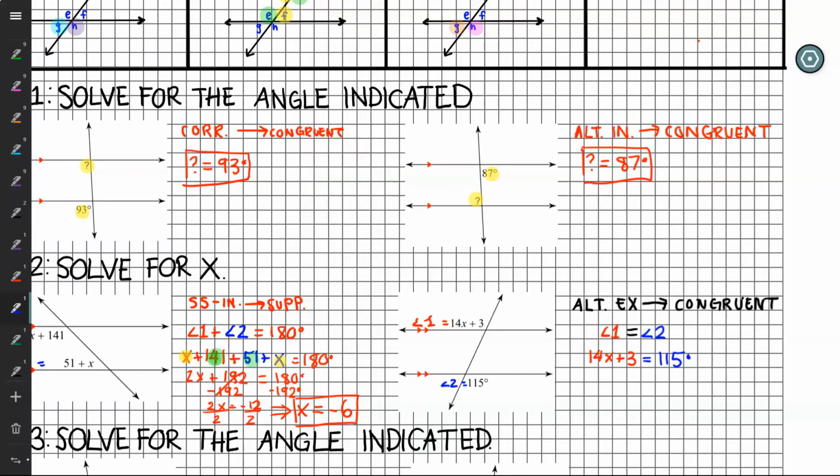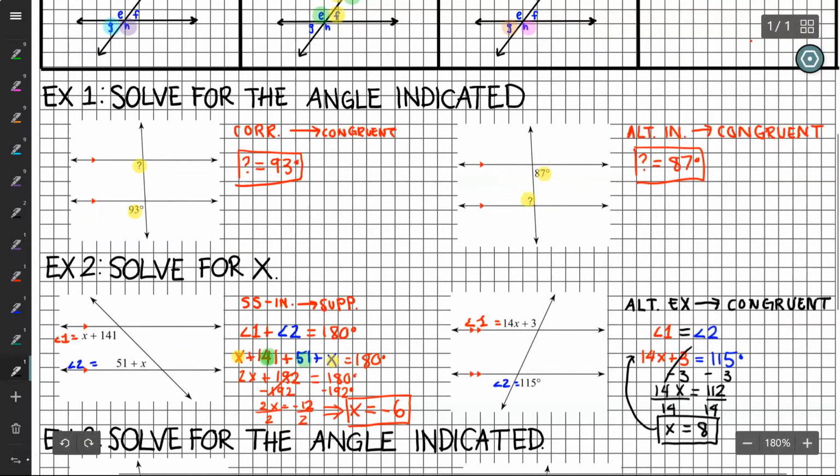So I'm going to subtract 3 from both sides. And now that's going to cancel. I have 14x equals 112. Divide by 14 on both sides. x equals 112 divided by 14 is 8, and that is my answer. So if I want to check my work, I'm going to take this 8 and plug it into this, and I should get 115.